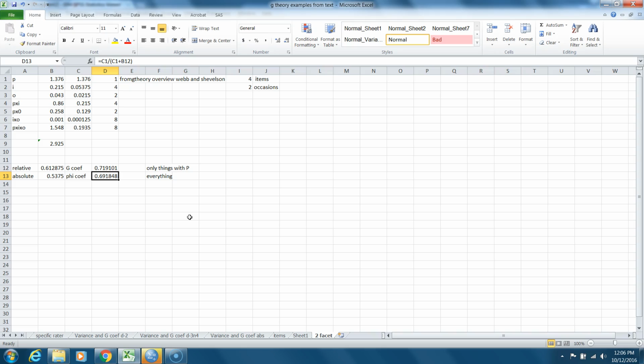In class, I talked about this as everything that had to do with P, and that G coefficient is very similar to the alpha value that we would get in classical test theory. And the absolute decision is more of a measure that would be very useful in a criterion reference test where we have to make a decision about an individual.